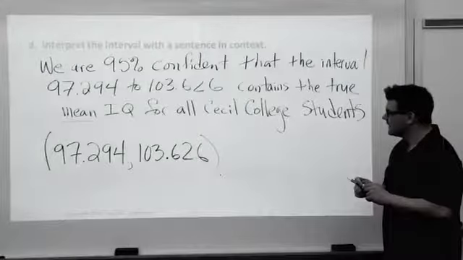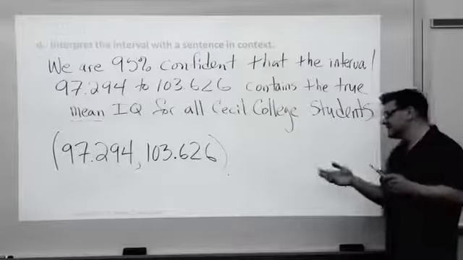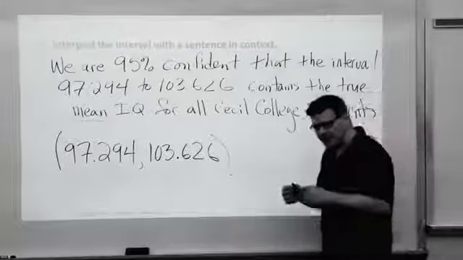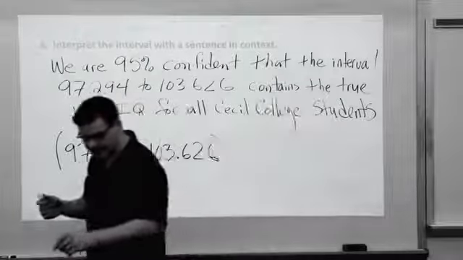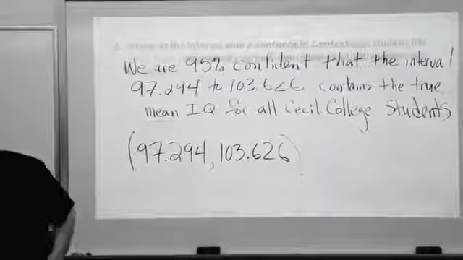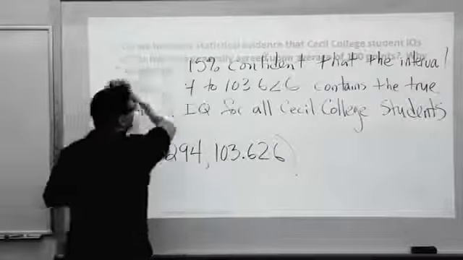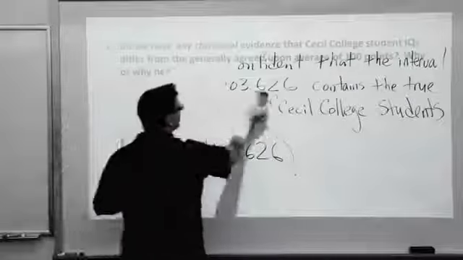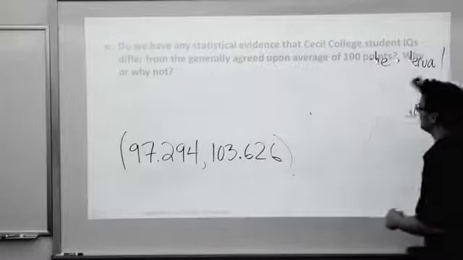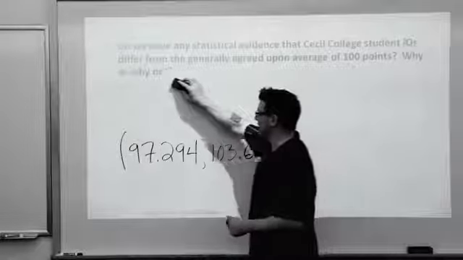Okay? And I don't know, part E feels like it's going to be, do we have any evidence that Cecil differs from the general population? So let's see if I like the way that I think here. I do like the way that I think. Part E. Do we have any statistical evidence that Cecil College students' IQs differ from the generally agreed upon average of 100 points, and why?